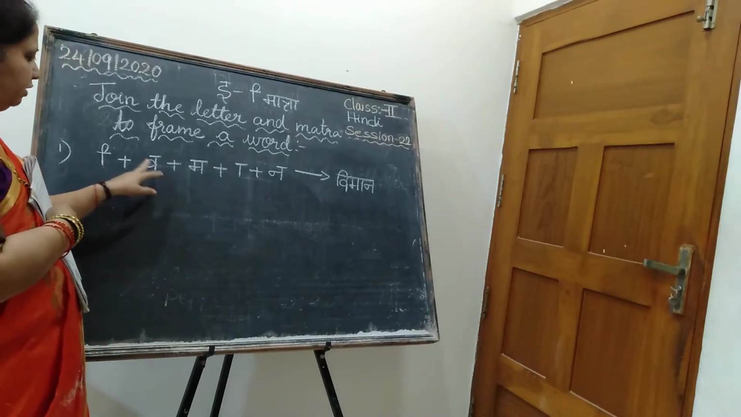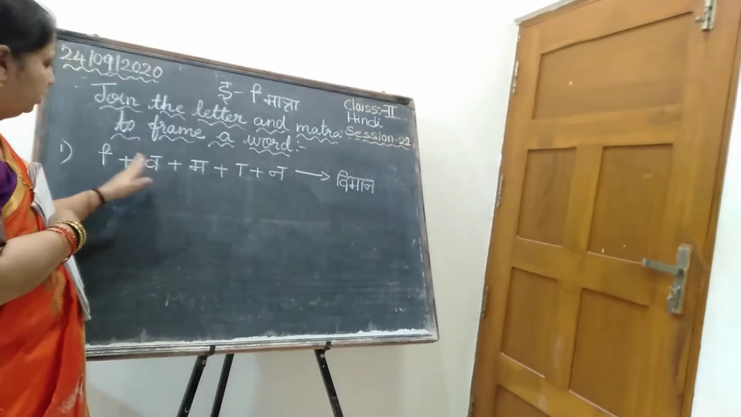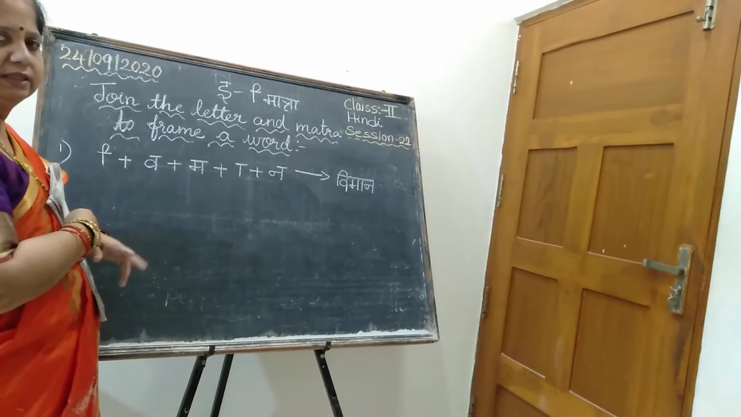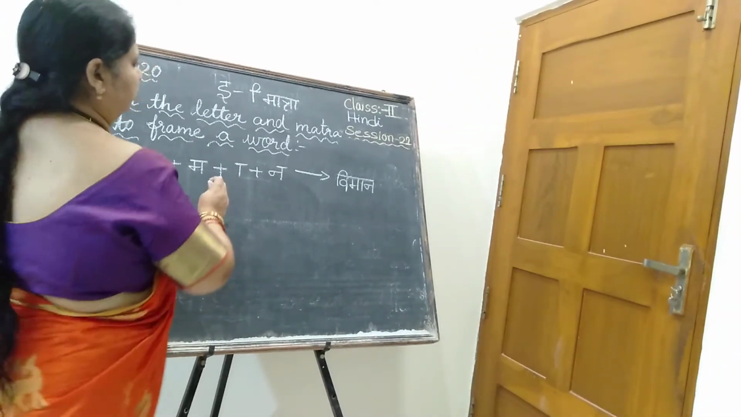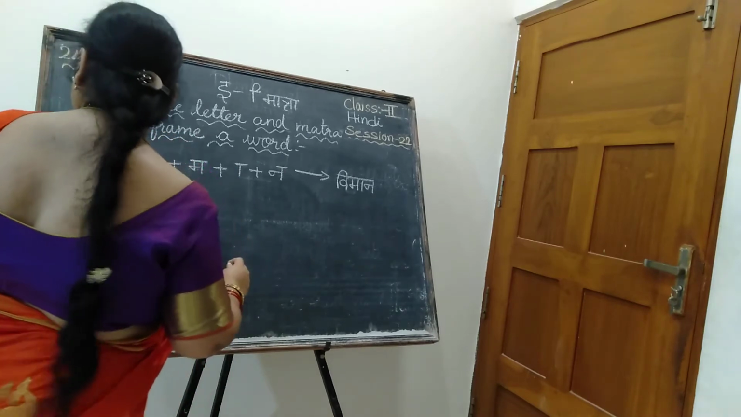Okay. So choti ki matra. See, look at the back side of the letter. Choti ki matra. Don't change the position. You see how it is at the back of the letter. Same, you have to place it at the back of the letter. Don't change the position of this matra. This is Viman. Okay, the next one.